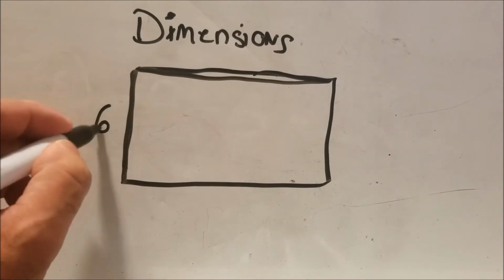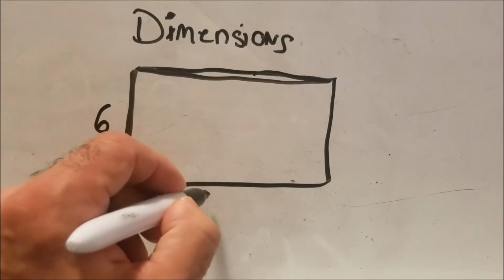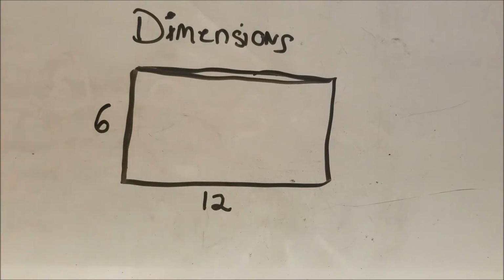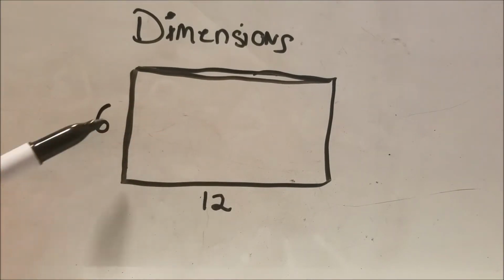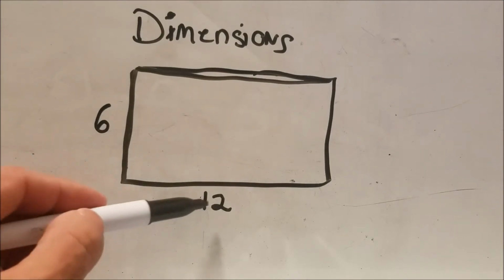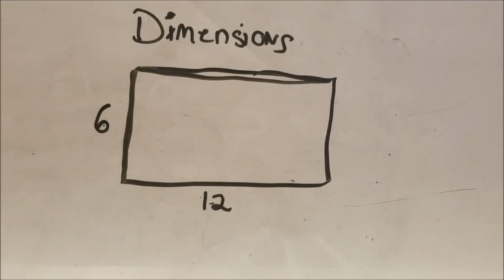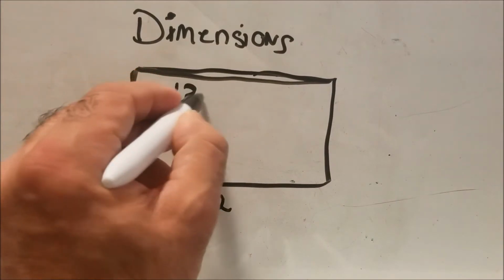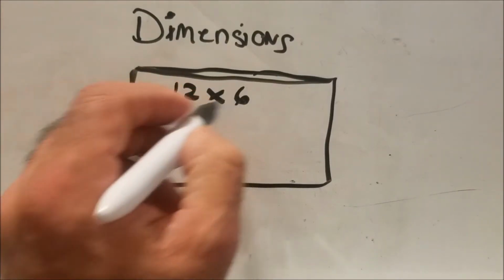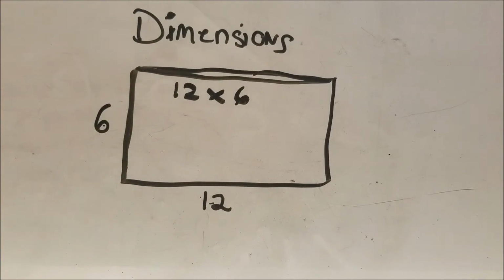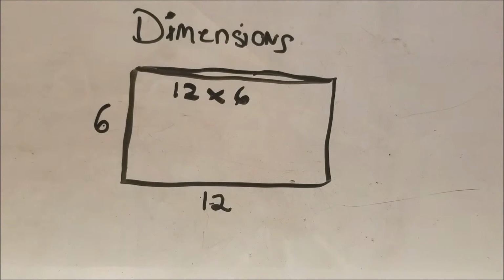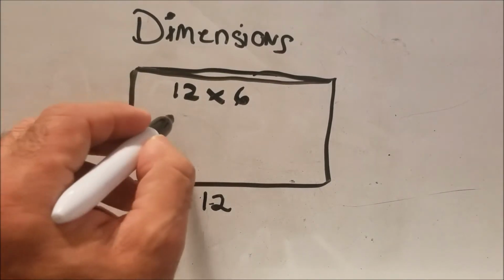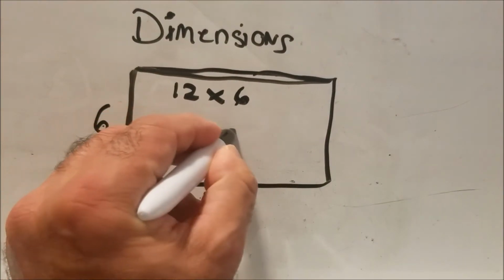If this was 6 feet and this was 12 feet, to get the area we need to do what? Who remembers? 12 by 6, and what does by mean? Times. 12 times 6, right? So this would be 12 times 6, and of course the measurement will be feet. So what do you think the area of this floor is? 72, right. So this is 72 feet.